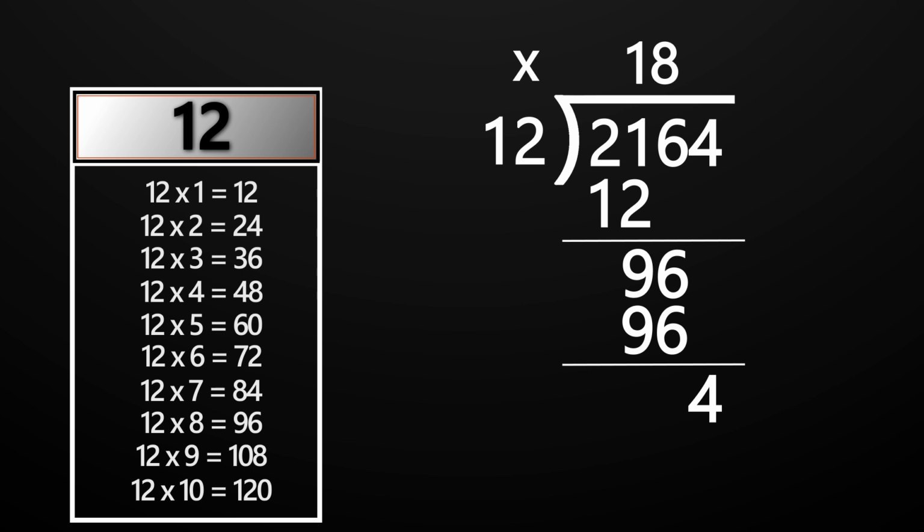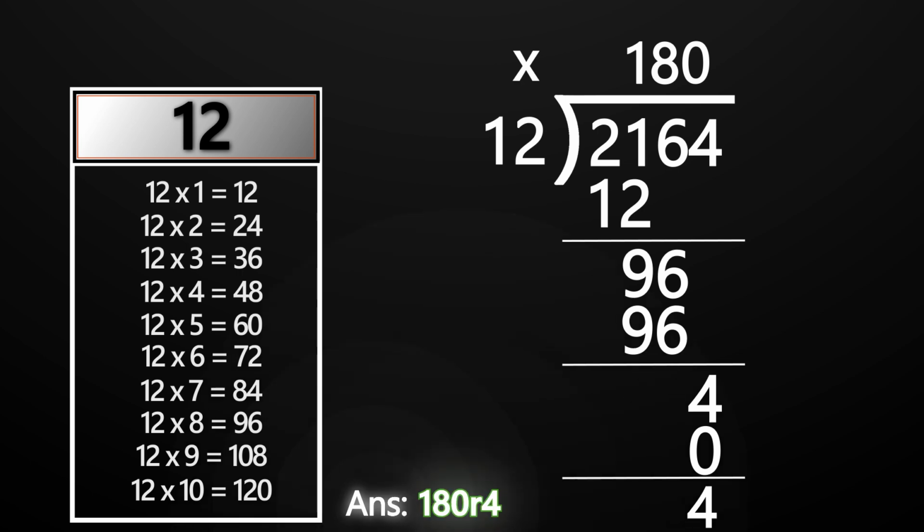Bring 4 down below. But here's that same shortage problem from before. Here, since there are no more digits to bring down, we use 0 in the quotient, as any number multiplied by 0 is 0. 4 minus 0 is 4. So the answer is 180 R4.